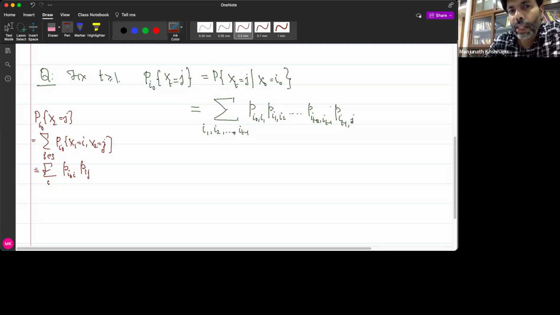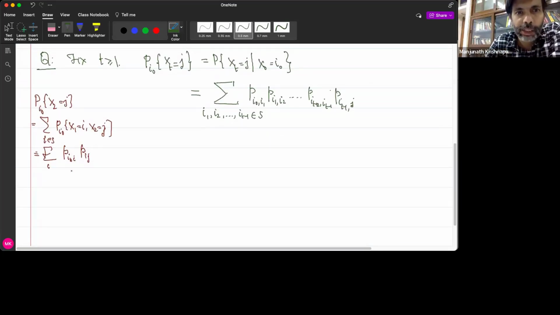More generally, I1, I2, up to I_{t-1} run over all possible states. So this is the answer. We have to sum over all the trajectories of the probabilities. But can we recognize this as something? Look at this here, P(I0, i) P(i, j), summed over i. What is this?